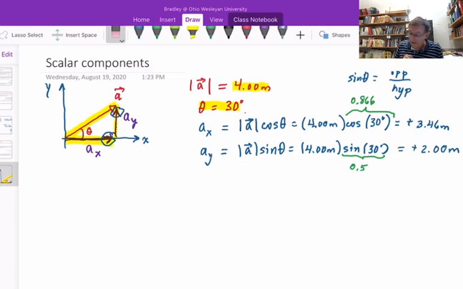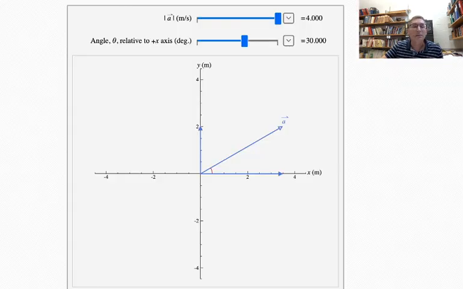Okay, well, we have just calculated the x and y scalar components of a vector pointing up into the first quadrant. Now I want to change the vector a little bit. So now I go back to the animation, and I can change the angle of it with this slider or with this drop down.